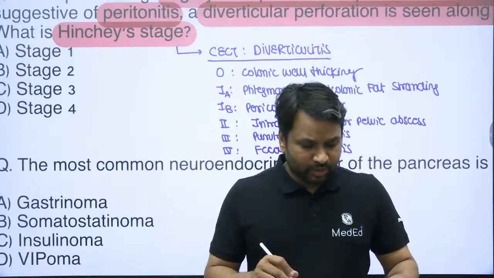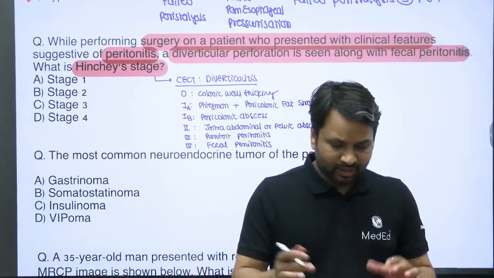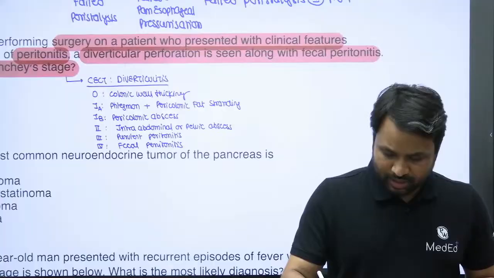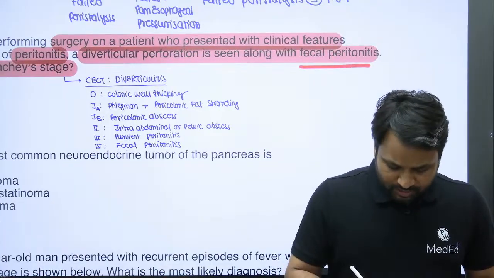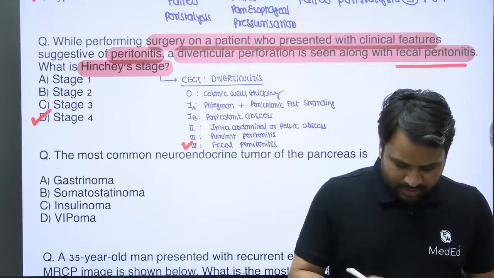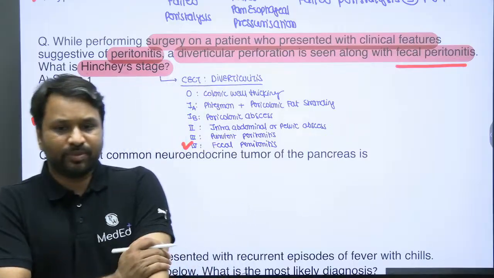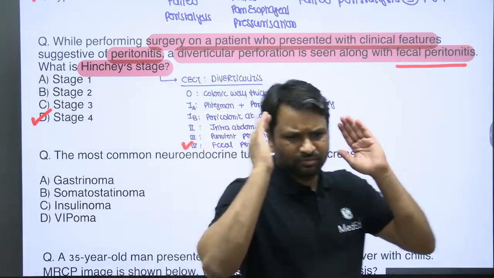Now you tell me what stage do you have here? It is clearly mentioning that you have a patient with fecal peritonitis. Fecal peritonitis is stage 4. So the answer here is going to be D. That is going to be stage 4. No if and but. Clear cut.